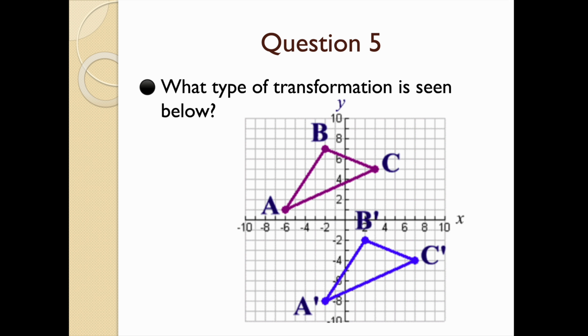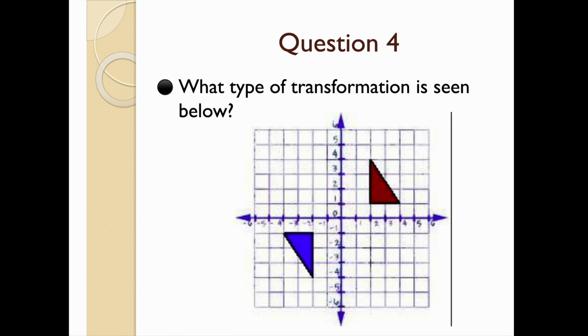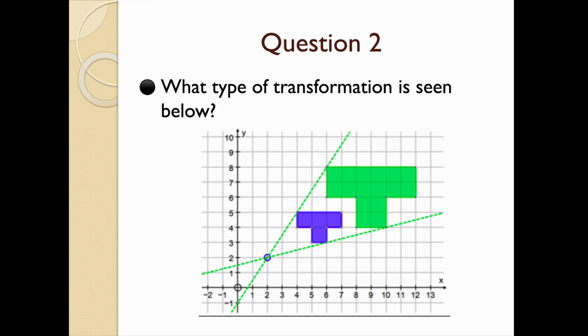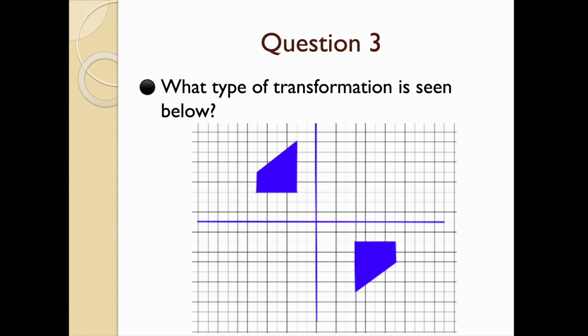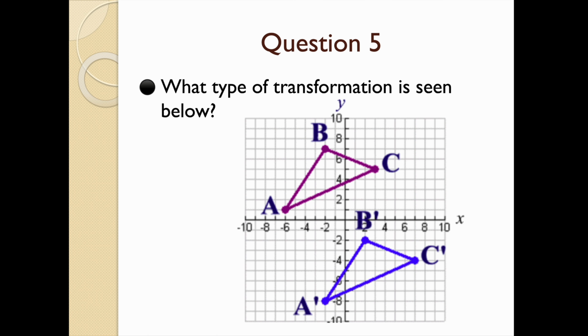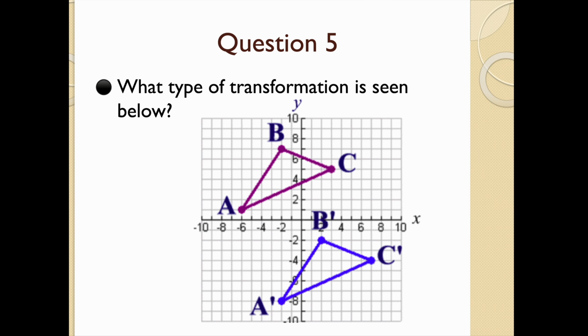Now this one, what do you guys think this one is? Translation. So this is an object, it looks like this, and you see it's literally the same thing. Okay, so let's go through those again. So this first one was an enlargement. This one here is an enlargement. This is a rotation. This here is a rotation. This one here is a translation.